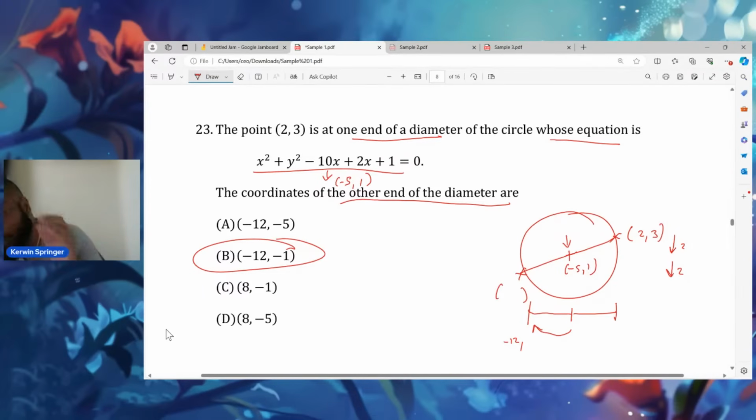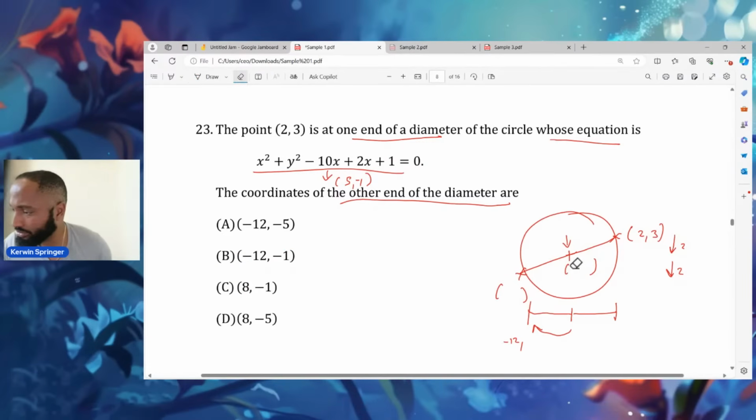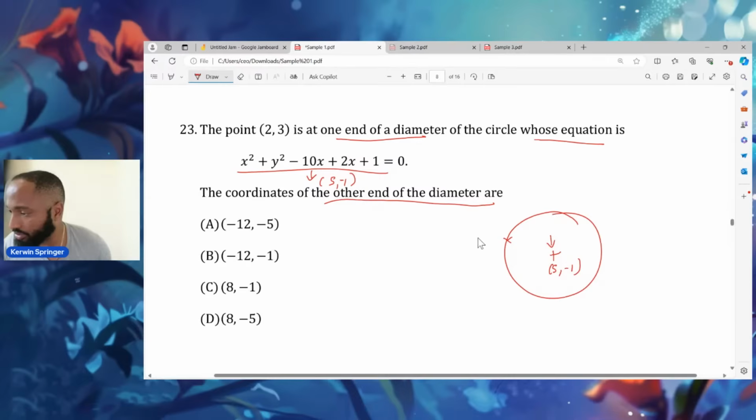I messed this up so badly. This is why I need to have two ways to get to the answer. This is the center, 5, negative 1. So did I draw this the right way then? 5, negative 1. This is 5, negative 1. I forgot to flip the sign earlier. Forgot to switch the sign. 2, 3 would be about here. So 2, 3.